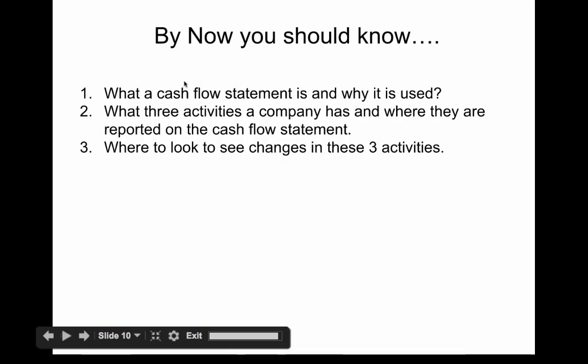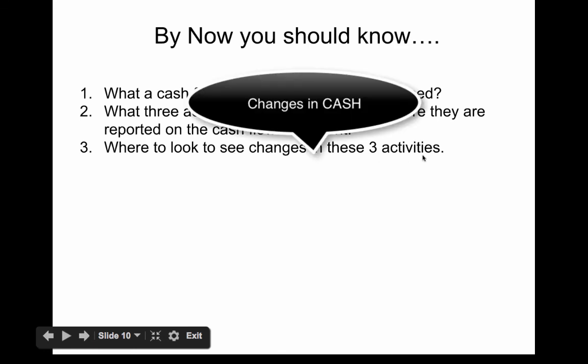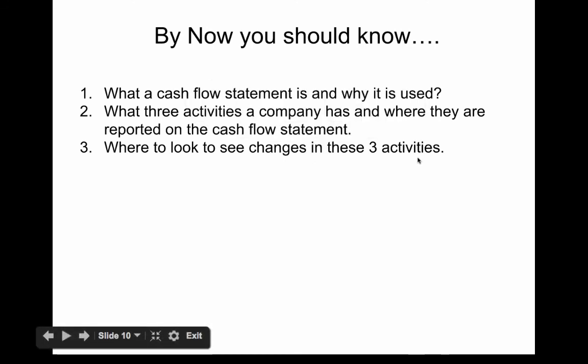And by now you should know what a cash flow statement is and why it is used, what three activities a company has and where they are reported on the cash flow statement, and more importantly, where to look to see changes in these three types of activities. For example, when you're looking at the operating section, you're going to look at current assets and current liabilities. When you're looking at the investment activities, you're going to look at investments and long-term assets. That's what I'm talking about there.